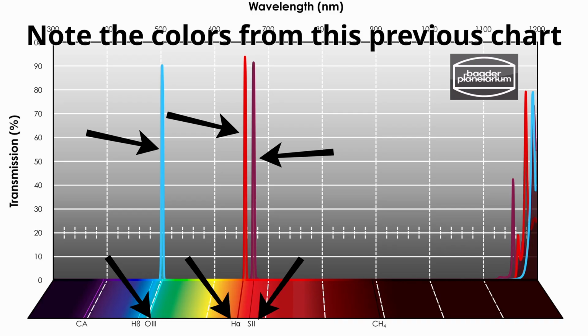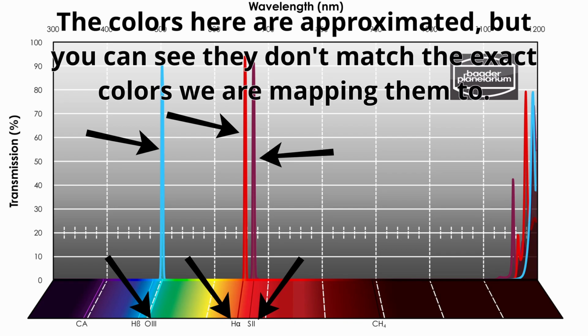We put hydrogen alpha into green, and normally hydrogen alpha in real life is actually more of a red color. Sulfur 2 is also more of a red color. O3 is actually kind of in between green and blue. It's more of a cyan color.